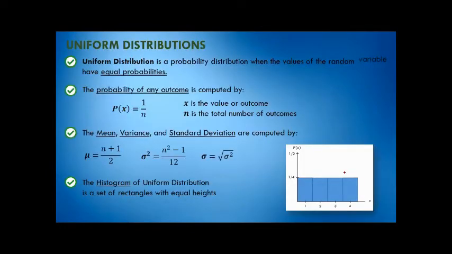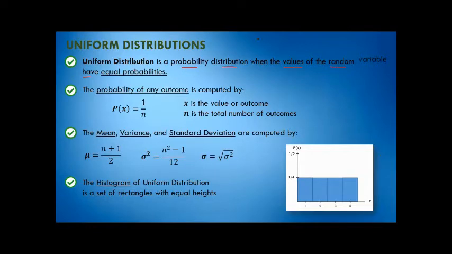So, these are the things we need to know about uniform distribution. So, number one is the definition of uniform distribution. It is a probability distribution when the values of the random variables have equal probabilities. Okay? So, from the word uniform, dapat pare-parehas. At ang sinasabing uniform o pare-parehas sa distribution ay yung probabilities.